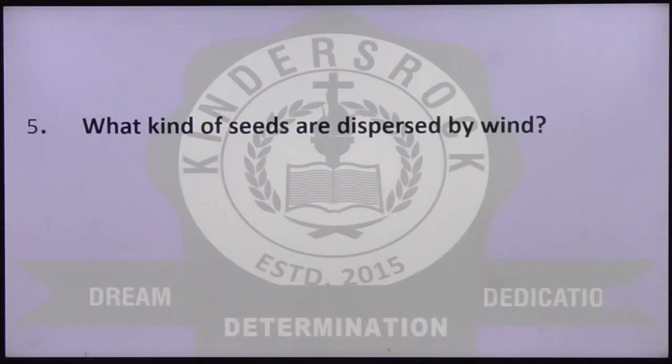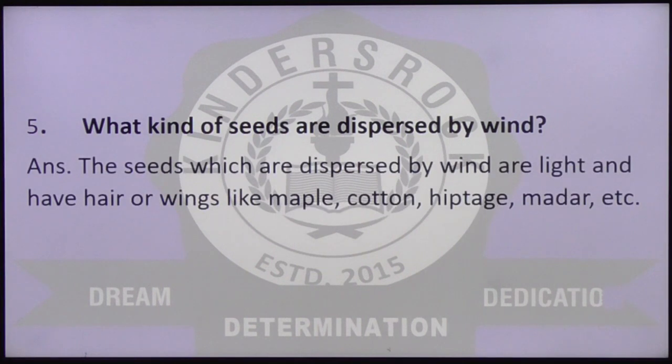Okay, what kind of seeds are dispersed by wind? The seeds which are dispersed by wind are light and have hair or wings like maple, cotton, hiptage, madar, etc.